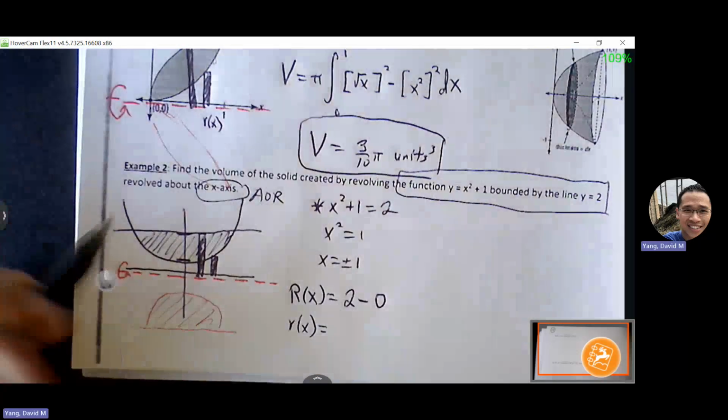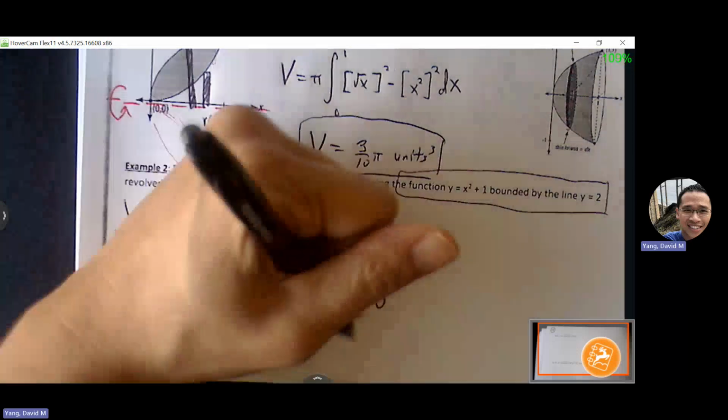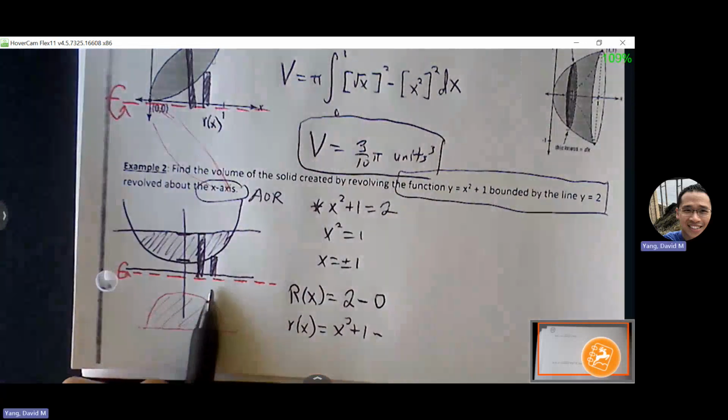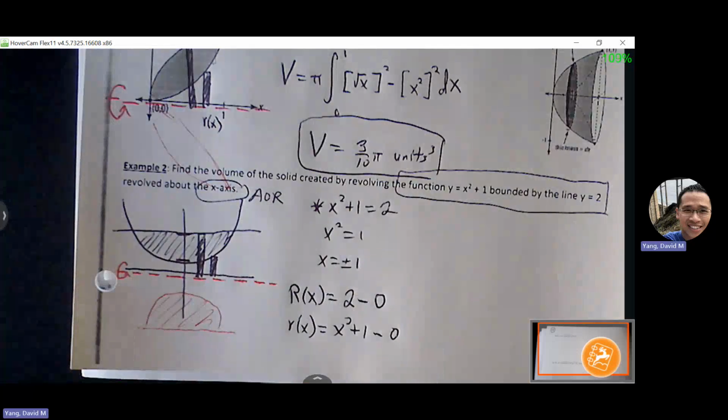Okay, little r. The top of little radius is sitting on x squared plus 1. Good. Minus, now what's the bottom of the little radius sitting on? 0. That's how we do it. Okay, so wherever your big radius and little radius is sitting on, that's where you're subtracting to get that length.